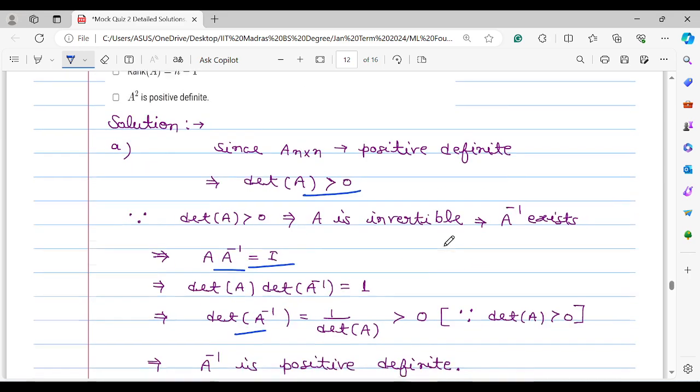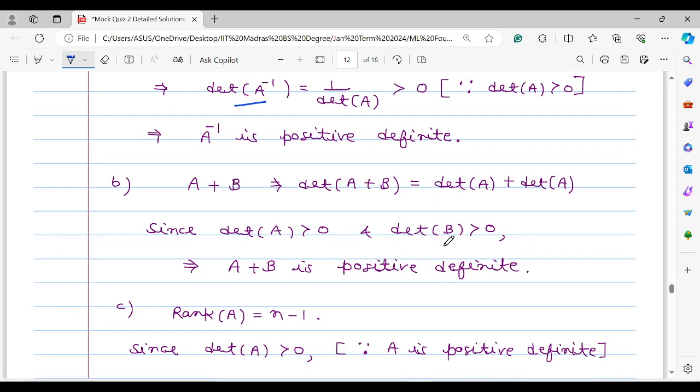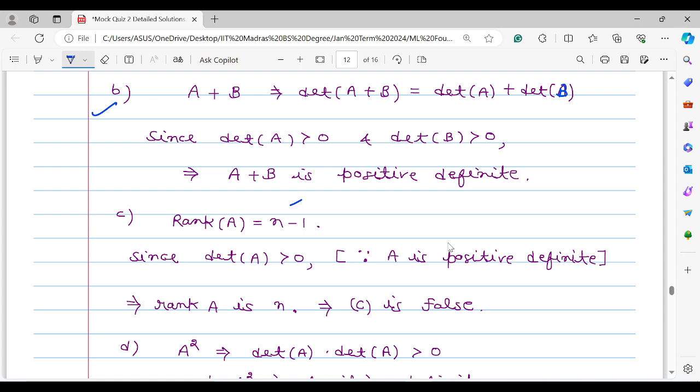For option B, A plus B, the determinant of A plus B is the determinant of A plus the determinant of B. Because the determinant of A is greater than 0 and the determinant of B is also greater than 0, since both are positive definite, this implies that A plus B is also positive definite. So option B is also correct. And rank of A is equal to n minus 1: since the determinant of A is greater than 0, since A is positive definite, the rank of A should be full, which is n, not n minus 1. So option C is false.